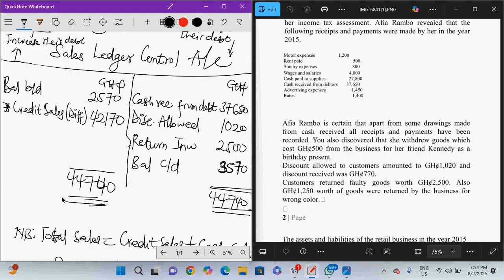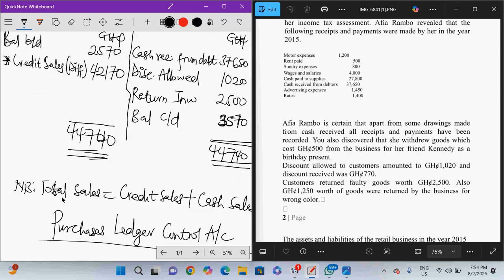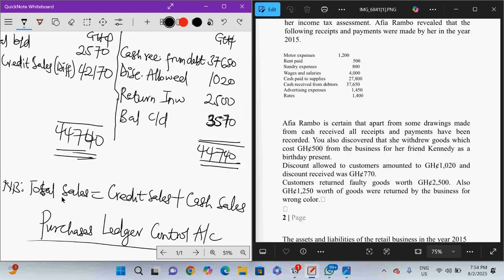Remember, I think last year or for the past years, one of the budgets we dealt with, they saw cash sales. So I'm saying that when you see cash sales in the question, you add it to the credit sales that you find to get the total sales, and this is the total sales that you send to the income statement.